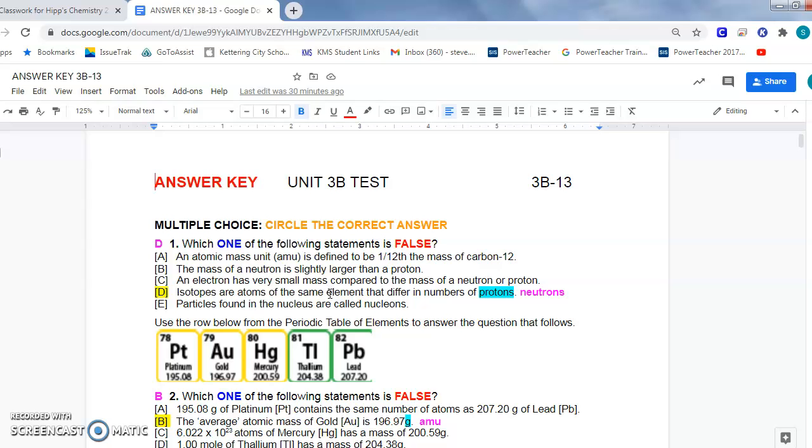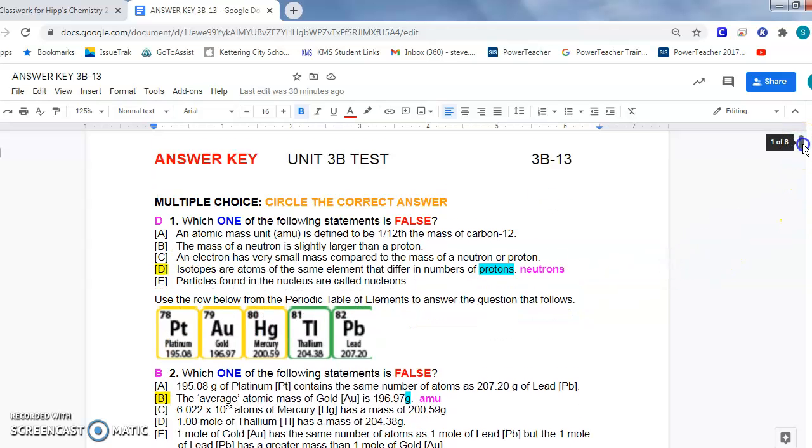All hydrogen atoms have one proton. All helium atoms have two protons, etc., etc. It's the number of protons that determine which element an atom is. So isotopes are atoms of the same element, therefore they must have the same number of protons, which is the atomic number. What they do have different, though, is numbers of neutrons.